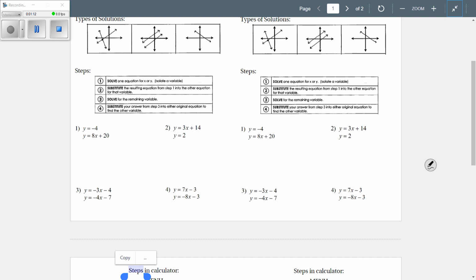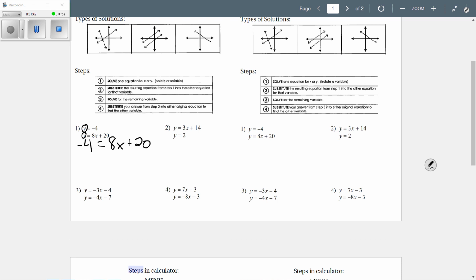Number 1 is pretty easy. They both say y equals. Y equals -4 and y equals 8x plus 20. So we need to set them equal to each other because they're both y. They both equal the same thing. -4 equals 8x plus 20. So we have solved for y. We know y equals -4. That's just how this first one is.